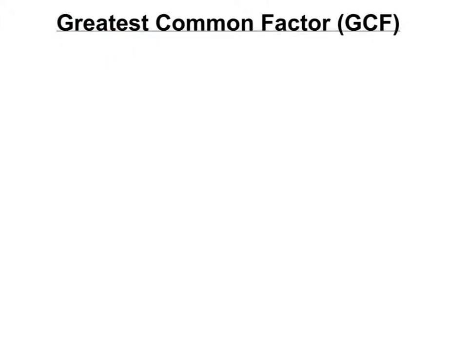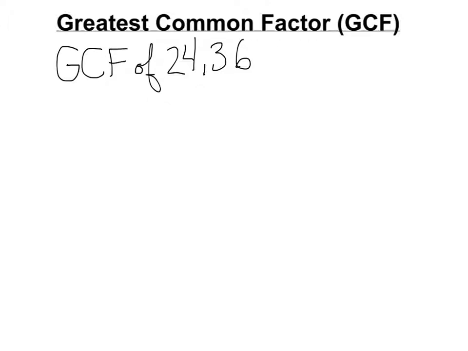For example, if we want to find the GCF of 24 and 36, we can use the work that we did earlier to speed this along. So my first step is to find their factors. So in a way we almost work backwards.